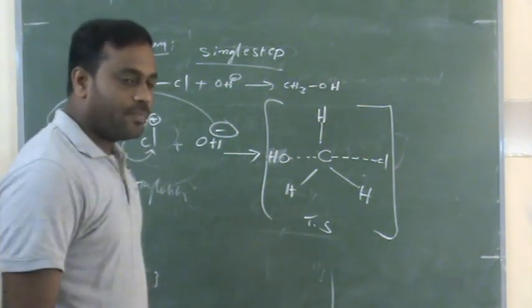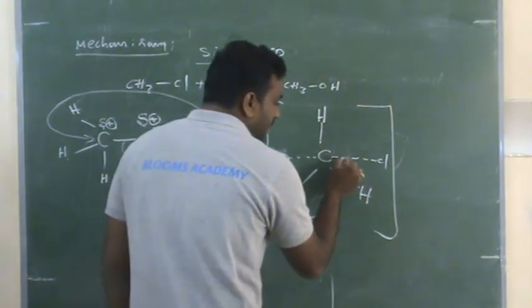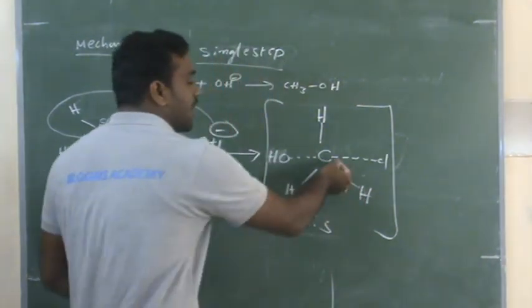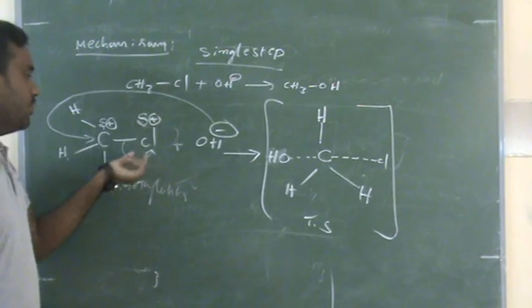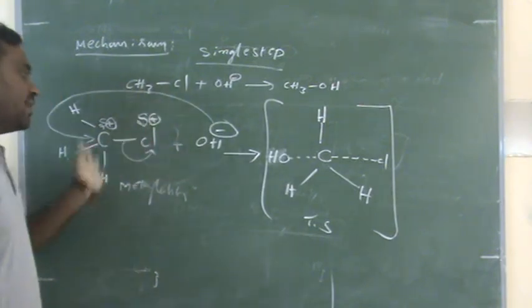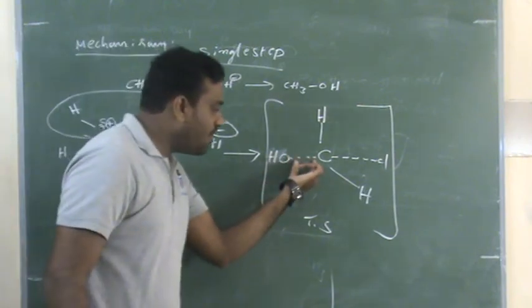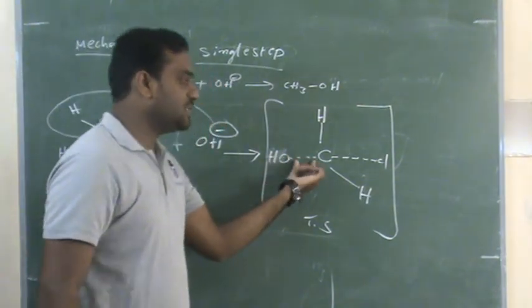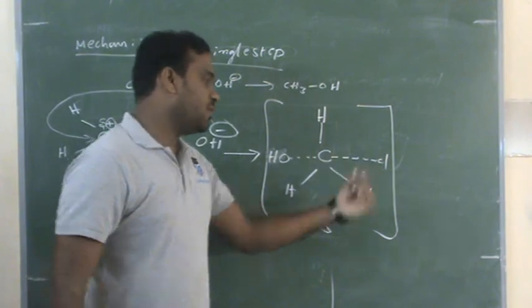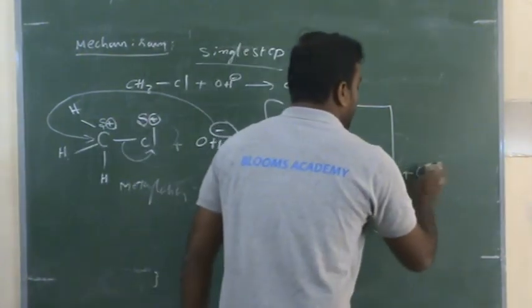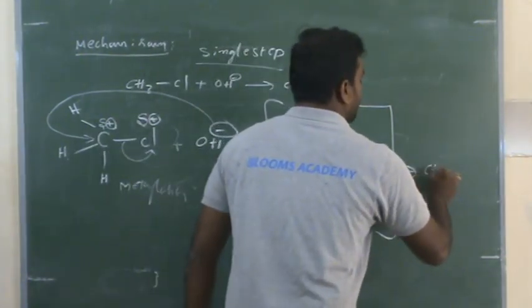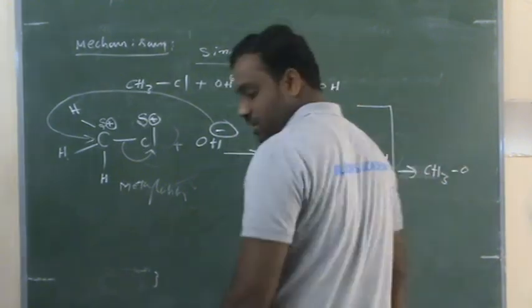Finally, what happened? There is a complete bond breaking between the carbon and Cl. Who is the leaving group here? Cl is the leaving group. Who is the attacking reagent here? The nucleophile. That's why there is a complete bond formed between the carbon and oxygen and a complete bond break between the carbon and Cl. We are getting CH3OH.